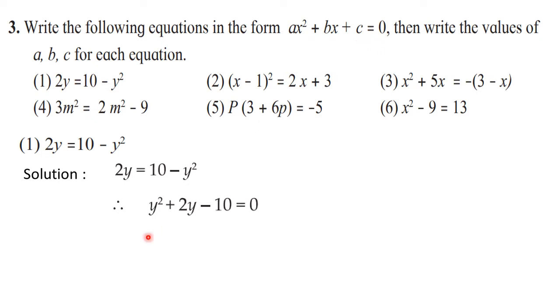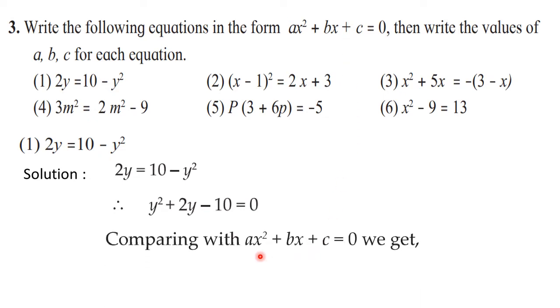Now even though here the variable is y, while comparing you have to compare with the standard form only. That means you are going to compare with the standard form, that is ax square plus bx plus c is equal to 0, where by default in standard form the variable is taken as x. So you need to write down x only.